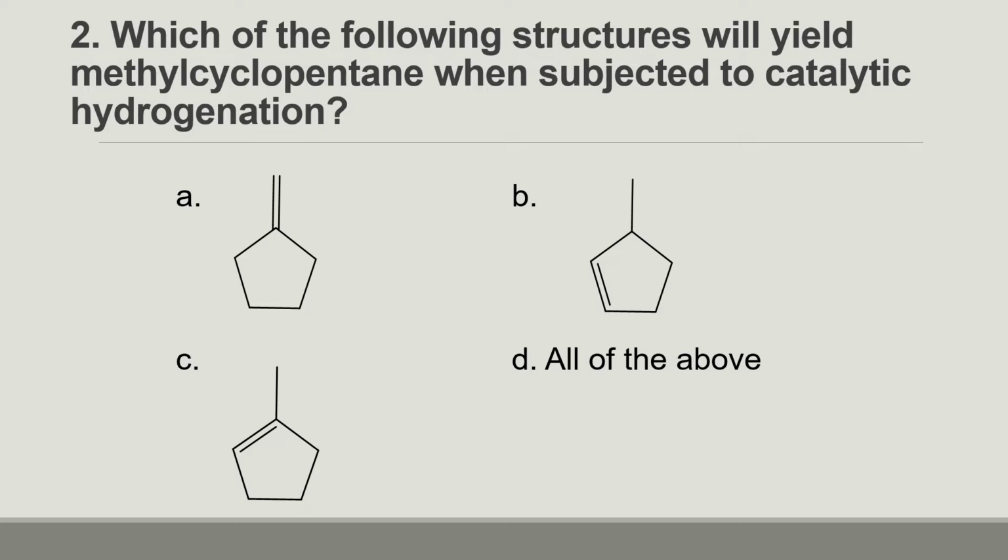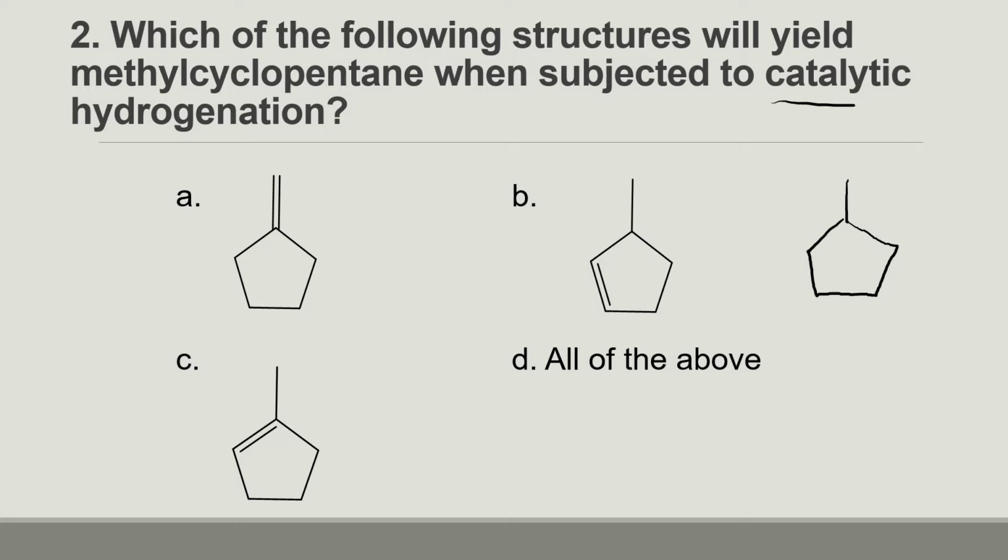Number 2. Which of the following structures will yield methylcyclopentane when subjected to catalytic hydrogenation? So yung methylcyclopentane, let's draw that first. Methylcyclopentane looks like this. Sorry for the unsymmetrical drawing, but you get the idea of it. So, which of these structures daw yung magiging ganito yung product? Magiging methylcyclopentane kapag nag-subject into catalytic hydrogenation.